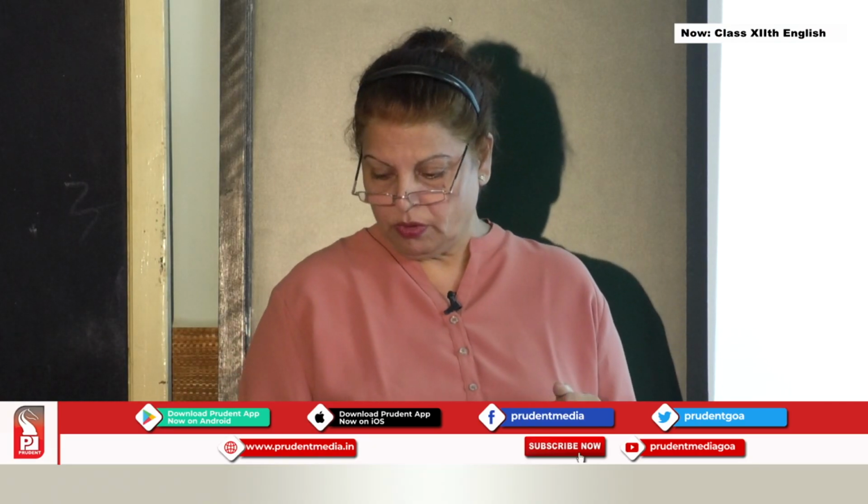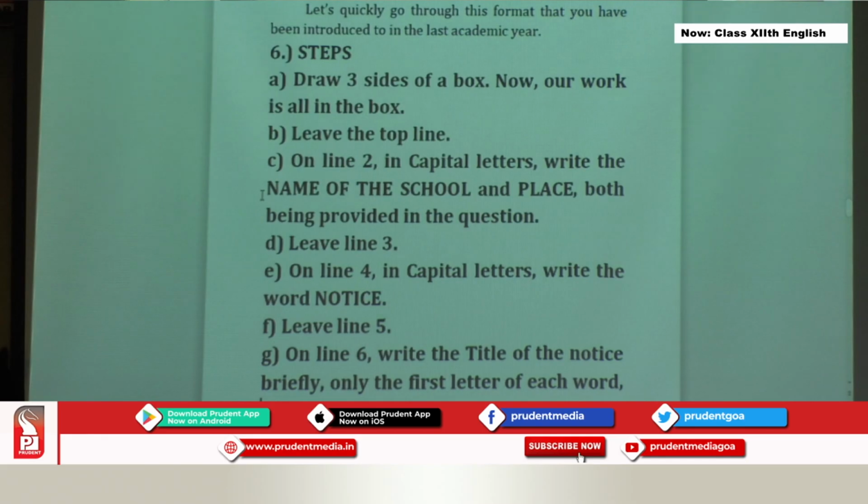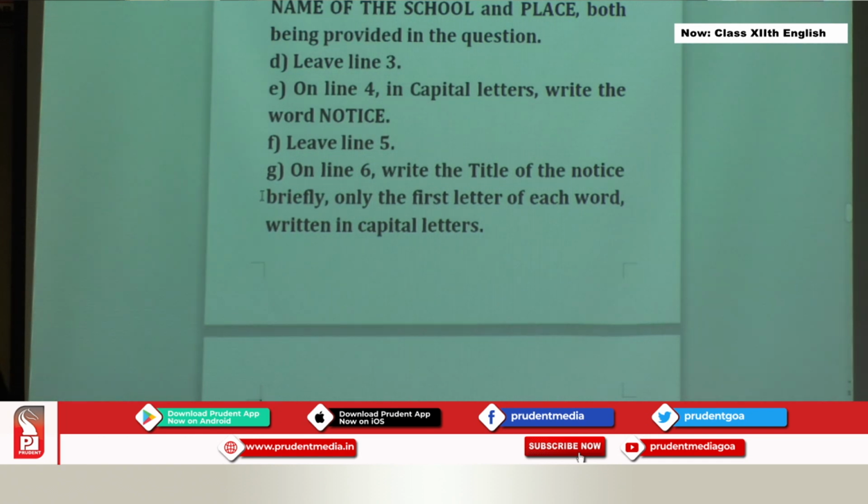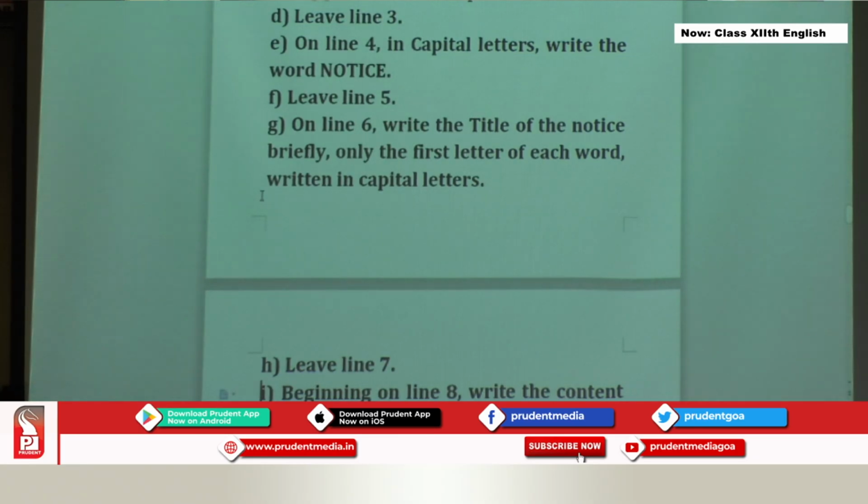Now, our work is going to be all within the box. So, you leave the top line. On line 2, in capital letters, write the name of the school and the place, both being provided in the question. Then you leave line 3. You have to leave lines in between each of the items. On line 4, in capital letters again, you must write the word notice. Center it in the box and write the word notice. Then you leave the next line.